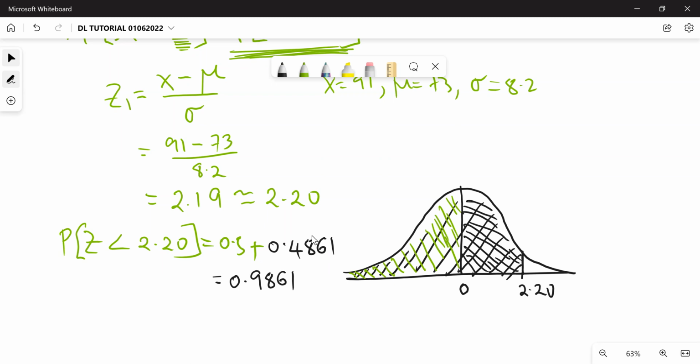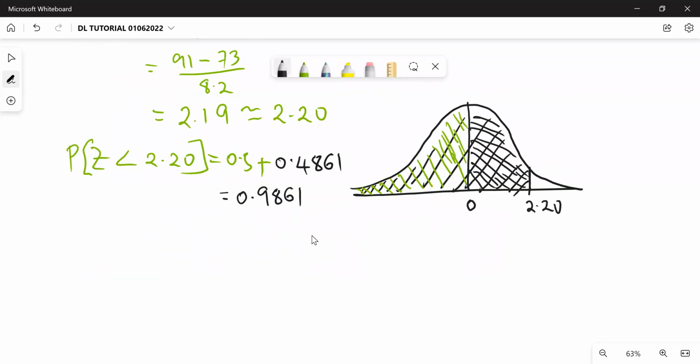So I want us to look at Roman 2. The question in Roman 2 is, what is the probability that the student scored between 65 and 89? So Roman 2, the probability that the marks scored, which is X, is between 65 and 89. It doesn't matter whether you put less than or equal like that.